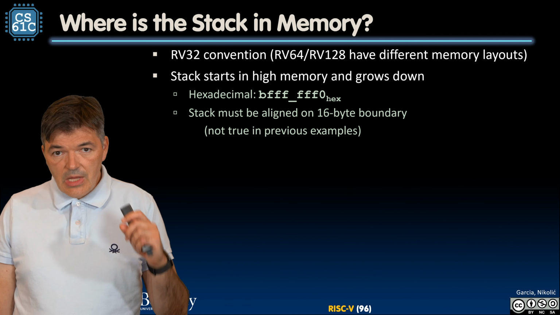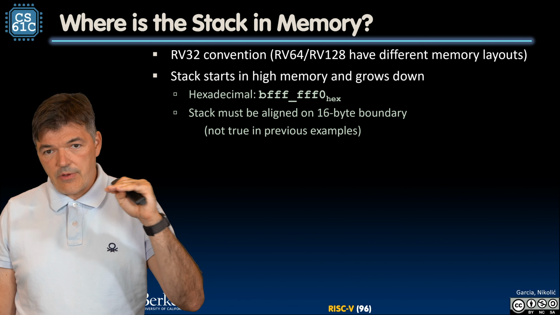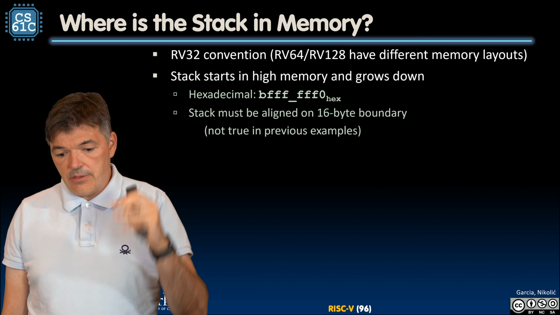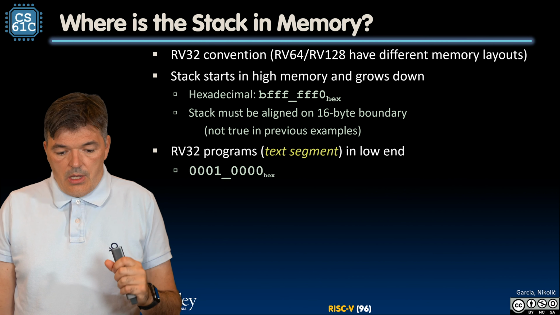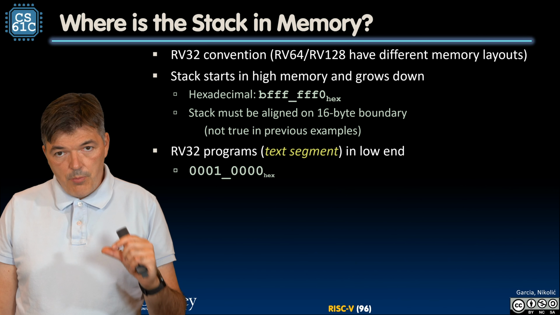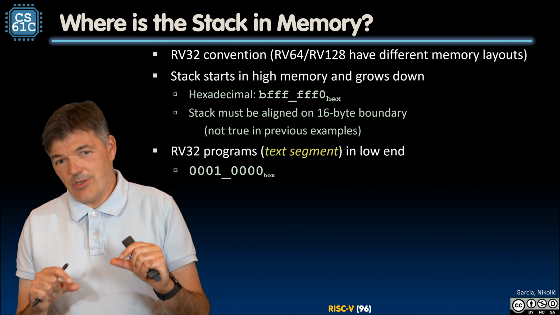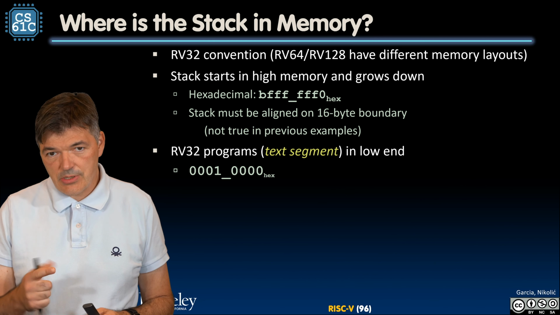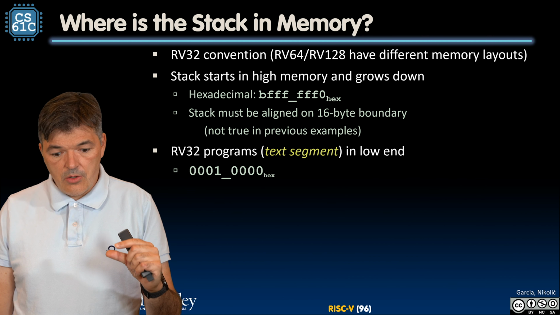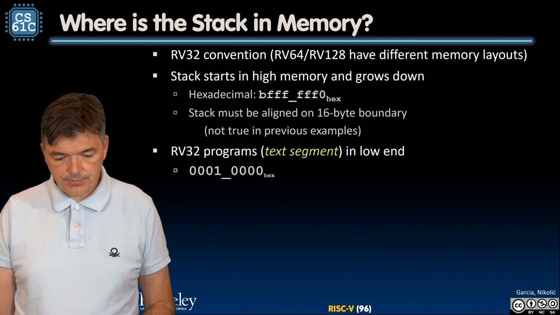So the stack starts at the top of the memory, which is FFF0, aligned with 16 in RV32. RV32 programs are at the bottom of the memory, very close to the bottom but not at the very bottom. The very bottom is reserved for special stuff. I'll mention that in a second. Programs go from the address 1 and 4 zeros.